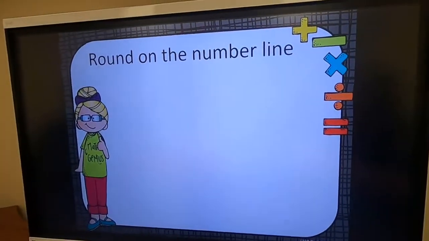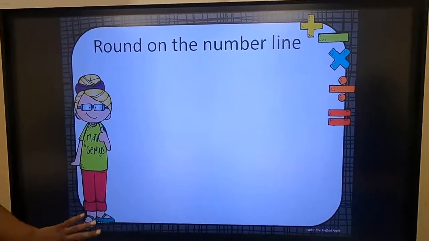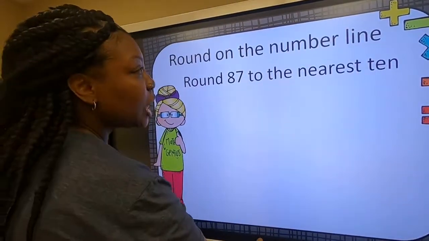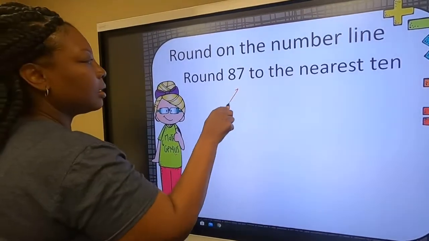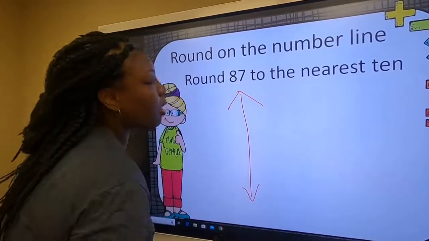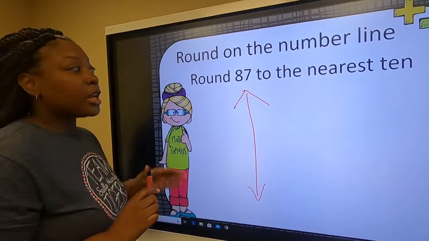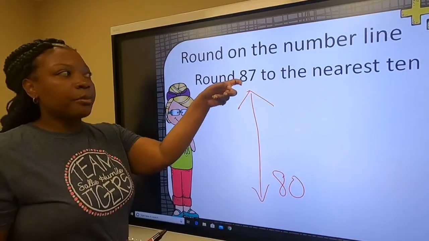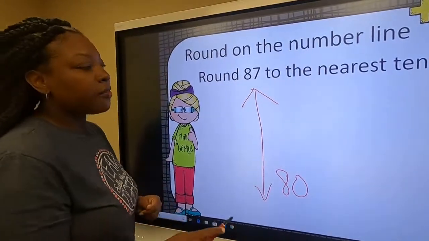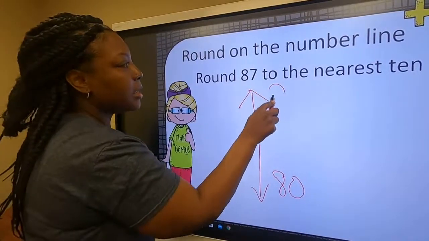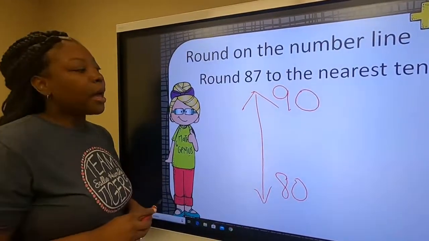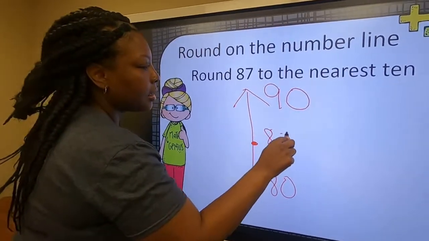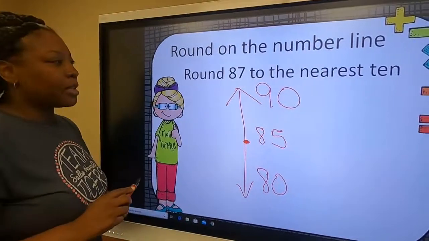Okay, so now let's take that number line and actually round on it. I'm going to round 87 to the nearest 10 using the vertical number line. So if I have 87, I know the number I'm going to start with will be 80 because of the number that's in the tens place. And if I'm counting up, it's going to be 90. And my midpoint between 80 and 90 will be? I know, 85. 85. Good job, boys and girls.